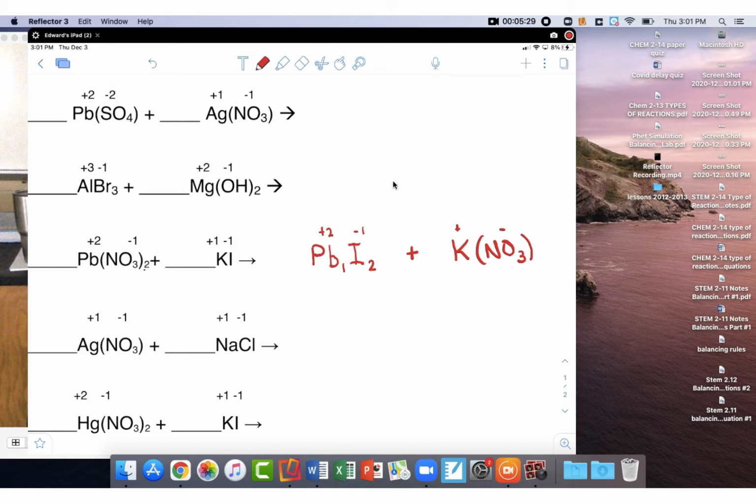All right, so before we go on, let's balance this equation. We have two NO3s on that side. Now we have 2 on both sides. We have 2 Ks on the right. Now we have 2 Ks on the left. We have 2 I's on the left, and we already have 2.